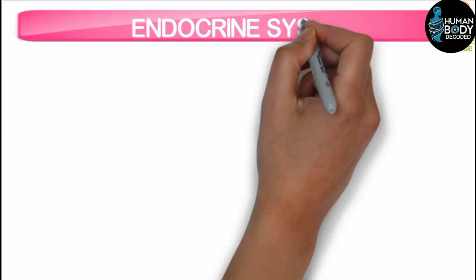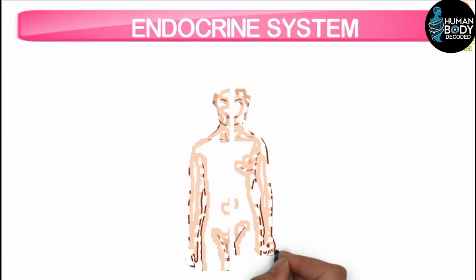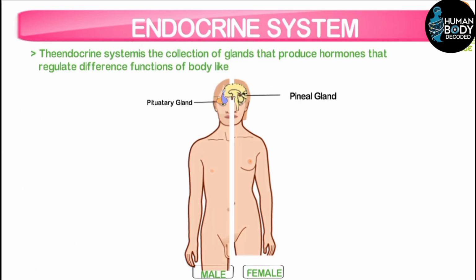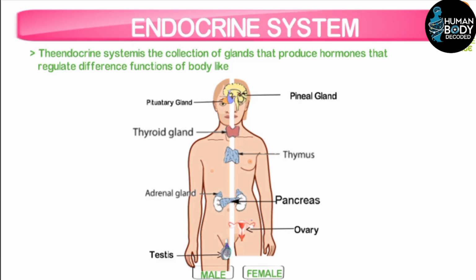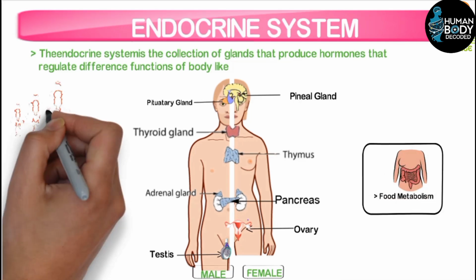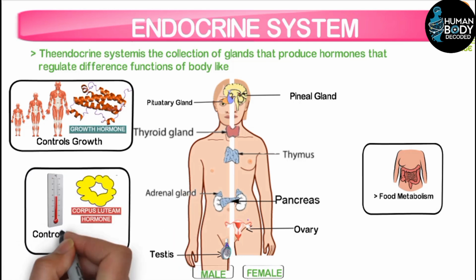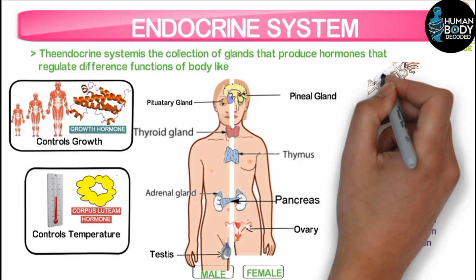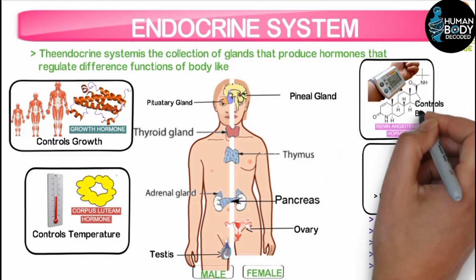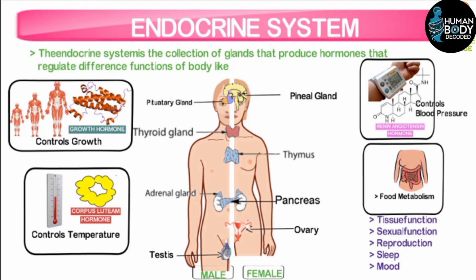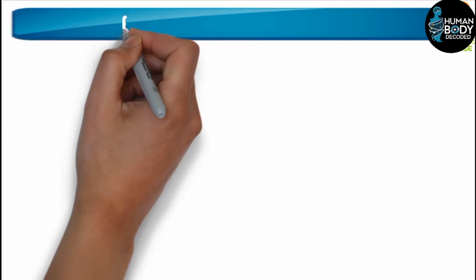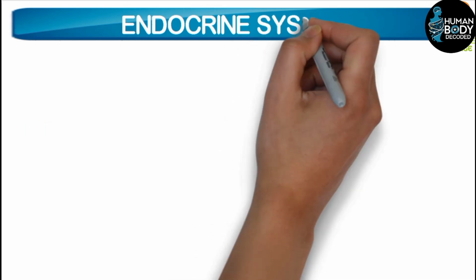The endocrine system is a collection of glands in our body, in which all glands come together to control different functions of our body, like food metabolism, growth, tissue function, sexual function, and there are many other functions that the endocrine system controls. In this lecture, I will tell you about the endocrine system.